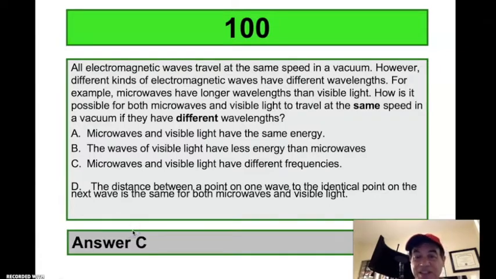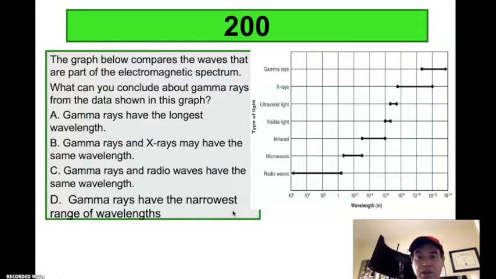Answer is C. What changes the whole game is this right here, frequency. Remember what we said, frequency is how many waves can pass a given spot. So if that changes, that can also alter the waves so that both of those waves move at the same speed. All right, number 2.